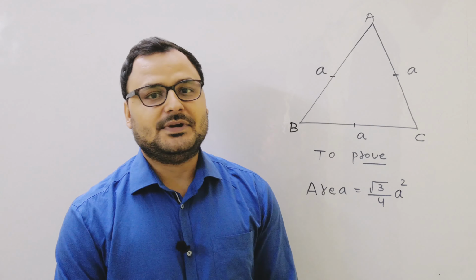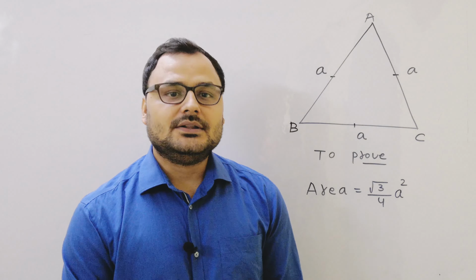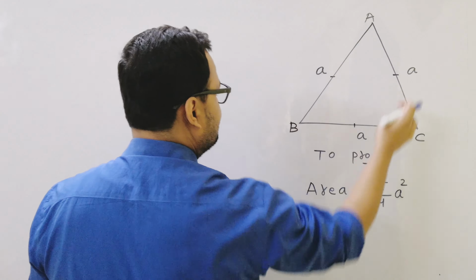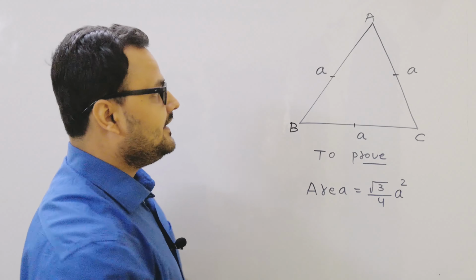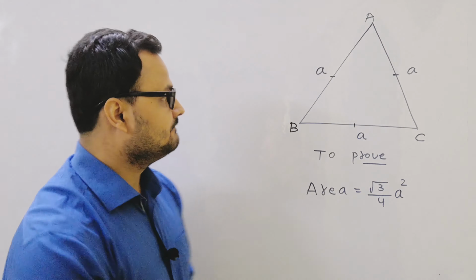Today we are going to prove that the area of an equilateral triangle equals root 3 by 4 a square if all three sides are equal to a. This is the equilateral triangle ABC. In this, all three sides equal a, because we know an equilateral triangle means a triangle in which all three sides are equal. So if all three sides are equal to a, we have to prove that area equals root 3 by 4 a square. Today I am going to prove it using Heron's formula.